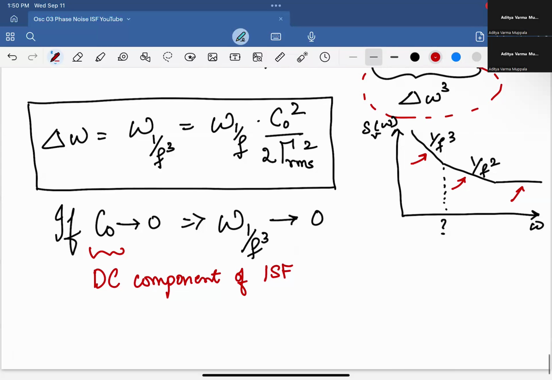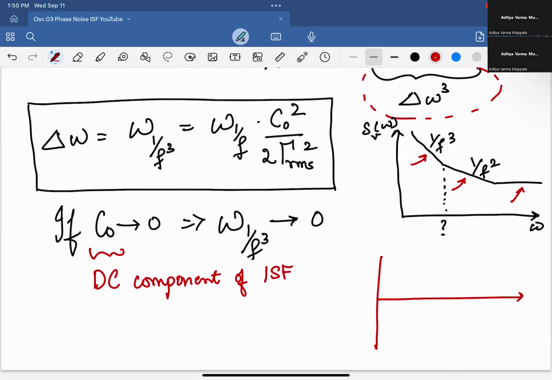So essentially, if you have an ISF that has some non-zero DC component, so in this case the DC is somewhere here, this would be C naught. Then the 1 over f cubed term in the phase noise would be large.